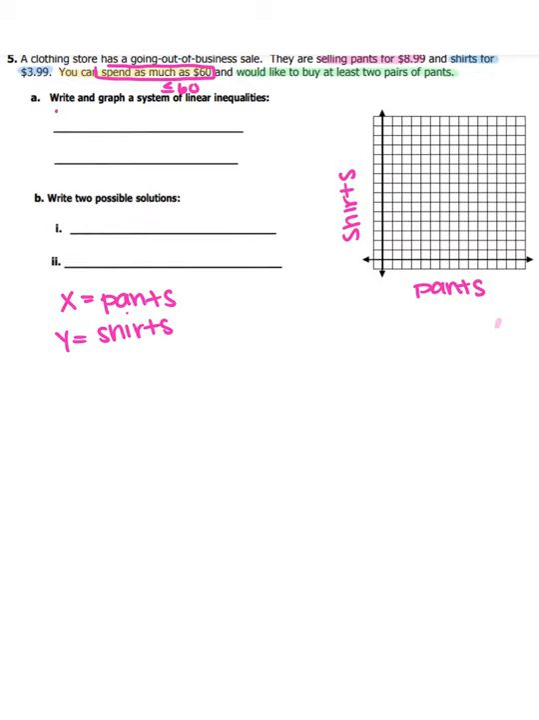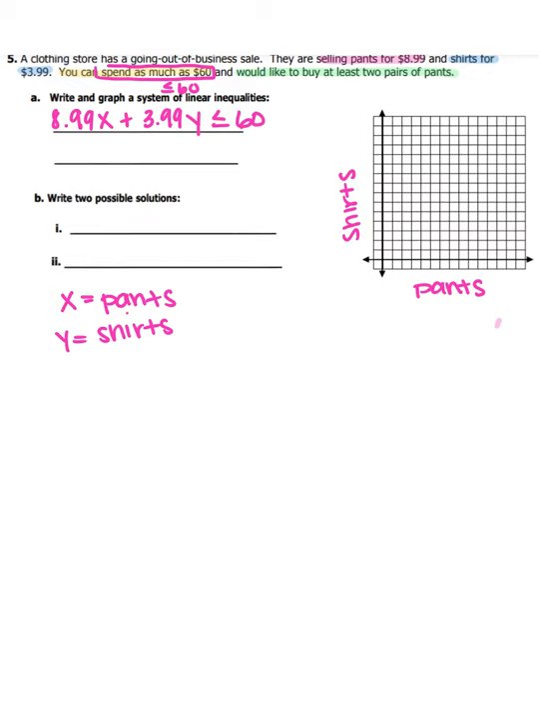So I know that each pair of pants, which is X, is $8.99. So $8.99 times however many pants I'm going to buy plus $3.99 times however many shirts I'm going to buy needs to stay under $60. It needs to be less than or equal to 60. That's going to be one of my inequalities.